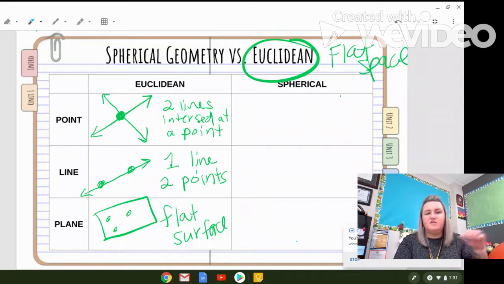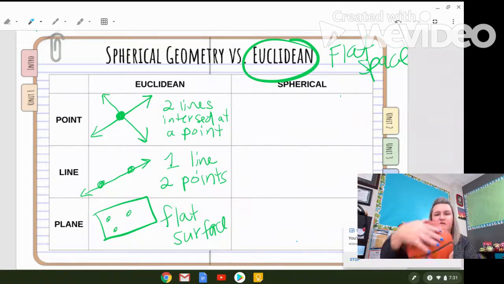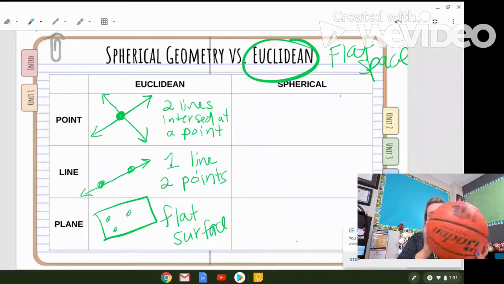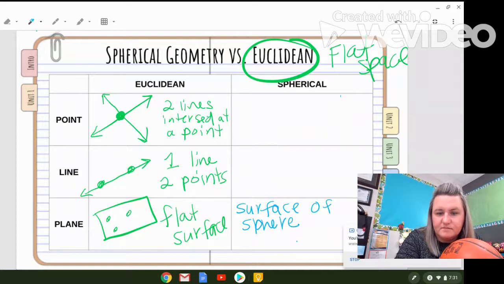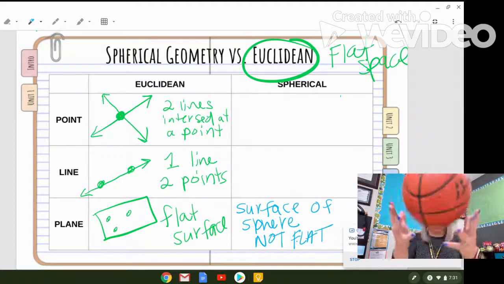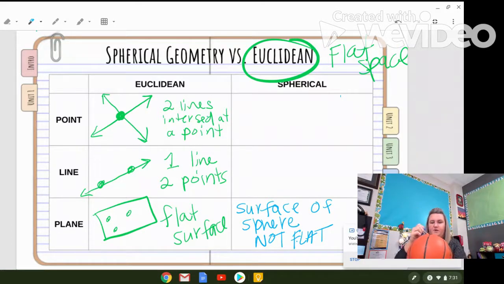But in spherical geometry, that's a study of a sphere. Where is your plane on this in spherical geometry? Your plane is actually the entire surface of the sphere. Is that surface flat? It is not. Okay, imagine you wanted to draw a line on this sphere. So take your pen or marker, and I want to draw a line. I'm going to start here. And draw a line. Well, what shape does that line make? It's actually not a line at all. It's actually a circle. The line keeps going on top of itself.